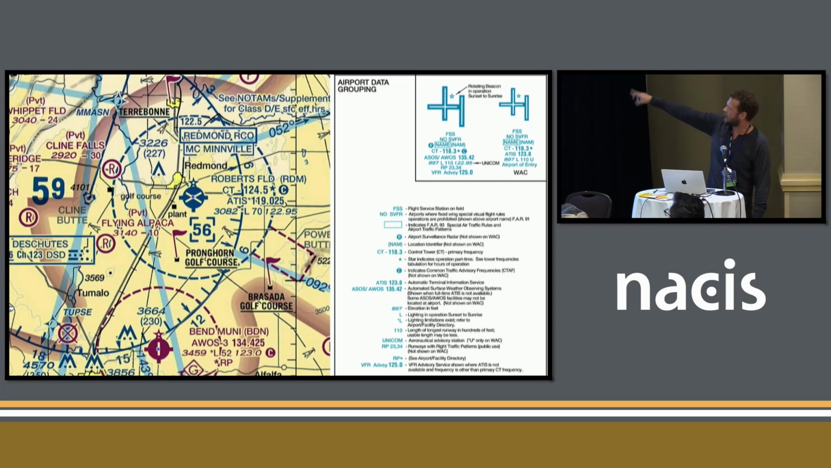This is actually a shot of our home airstrip. This is in Central Oregon, the Flying Alpaca there, about 5 miles out of Redmond. That's a 5-mile circle around Redmond, so to give you some idea of scale. It's really dense reading these charts.